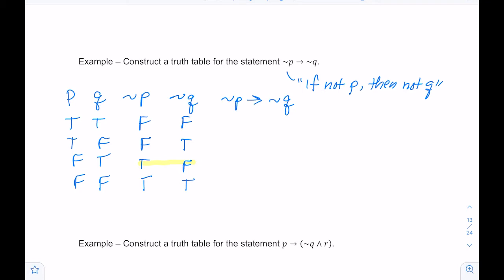So false and false would be you didn't get an A and I didn't buy you a car. That's true. In the second case, you didn't get an A, I bought you a car. I fulfilled my promise. In the third case, you got an A, I didn't buy you a car. That's false. And in the last case, both are true. You earned an A and I bought you a car. So I fulfilled my promise.